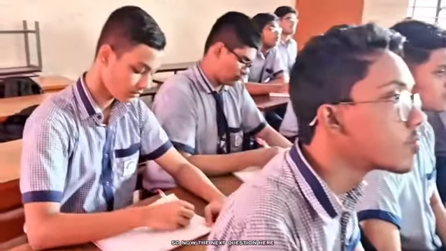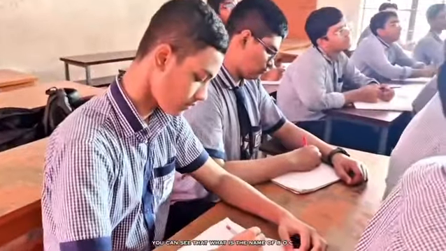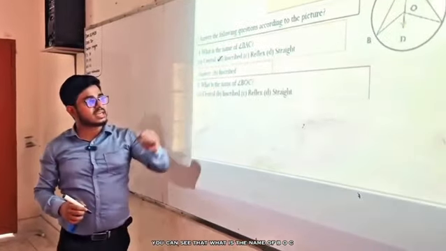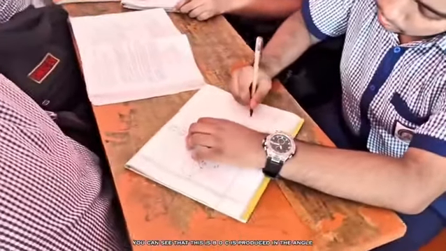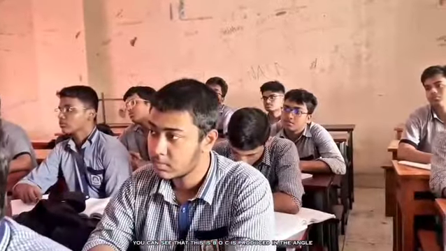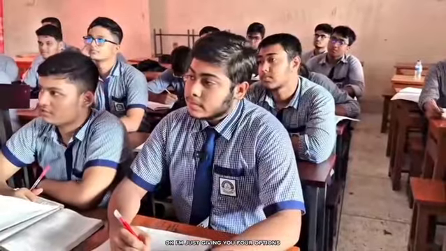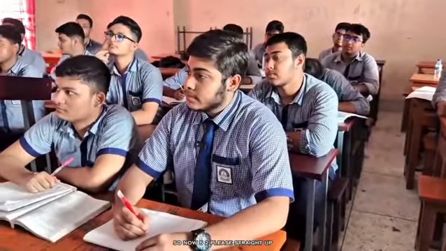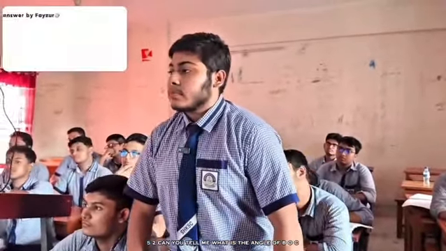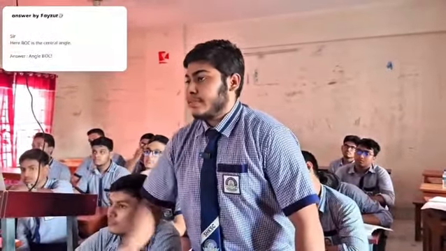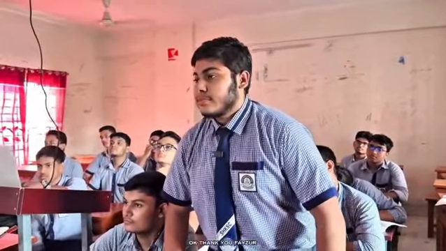Okay. So now the next question: what is the name of BOC? Here in this picture, you can see this is angle BOC. I'm giving you four options. So now, please stand up. Can you tell me what angle BOC is? So here angle BOC is the central angle. Okay, thank you. Sit down. So you can understand the answer.